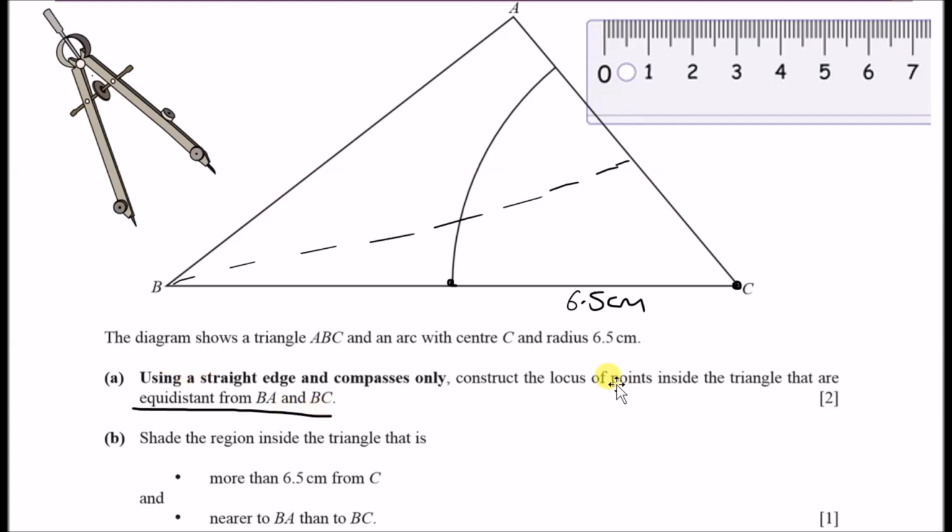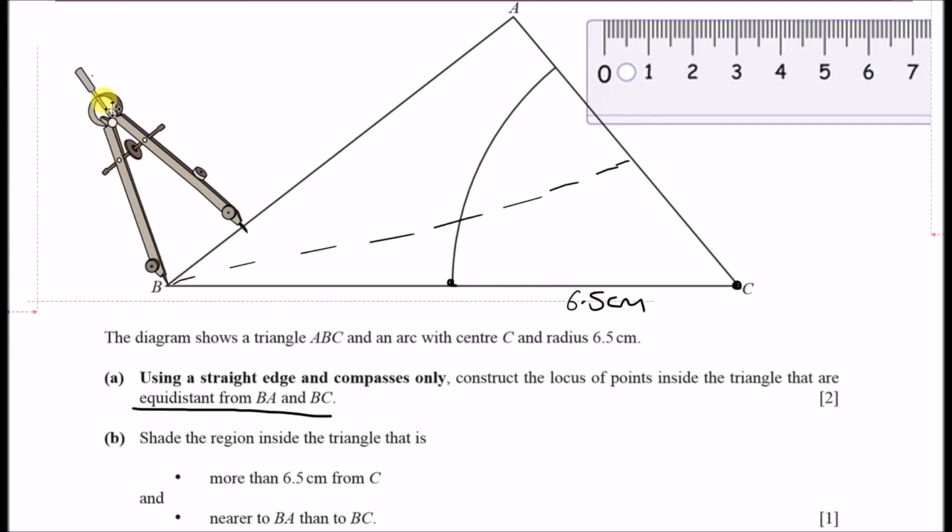Now to do this, the key idea is to place the compass with the pin on B, and literally spin it around any distance, it doesn't matter how long the compass has to be. Put your pencil here and then mark a semicircle. So let's do an arch, like over here. And it should cut over here as well.